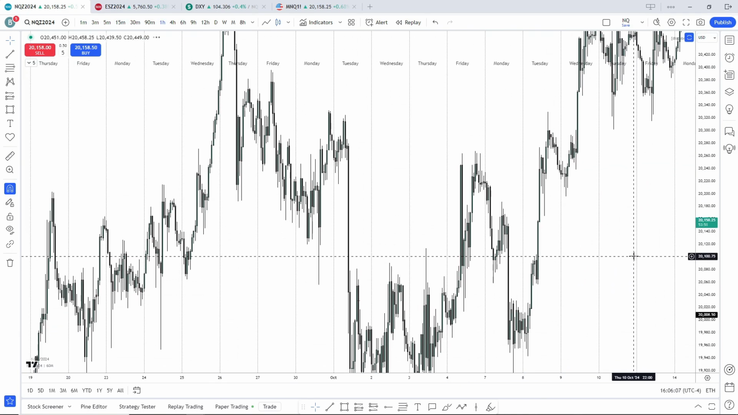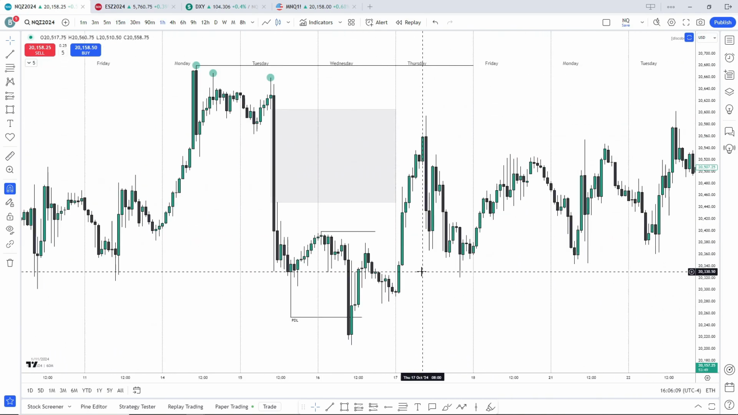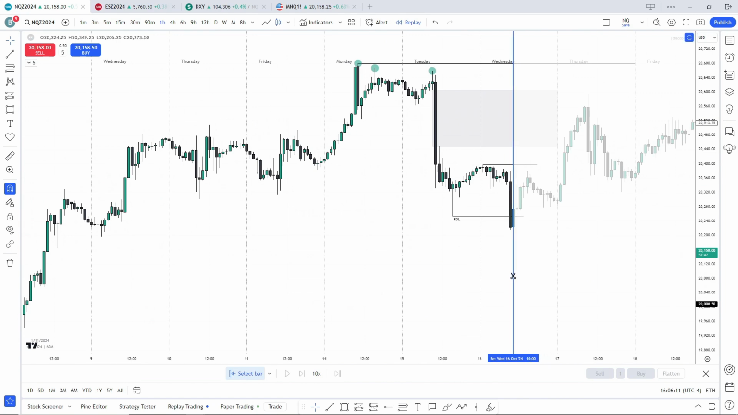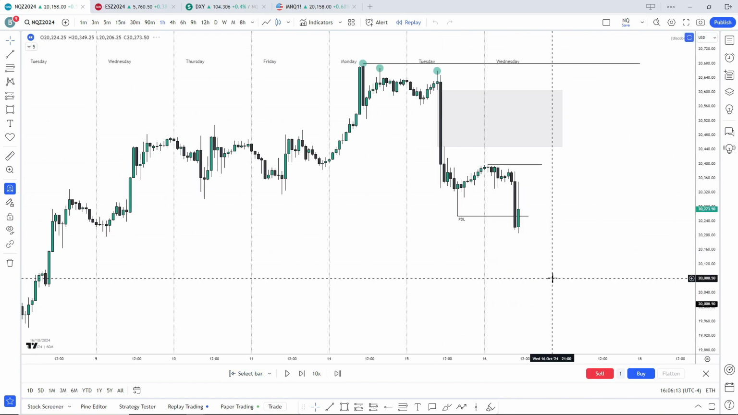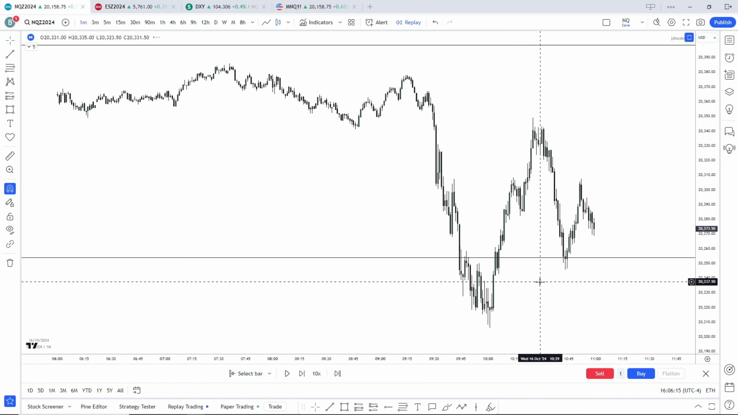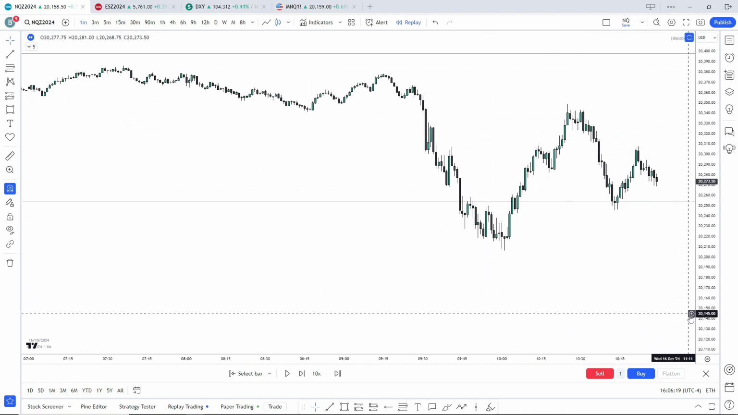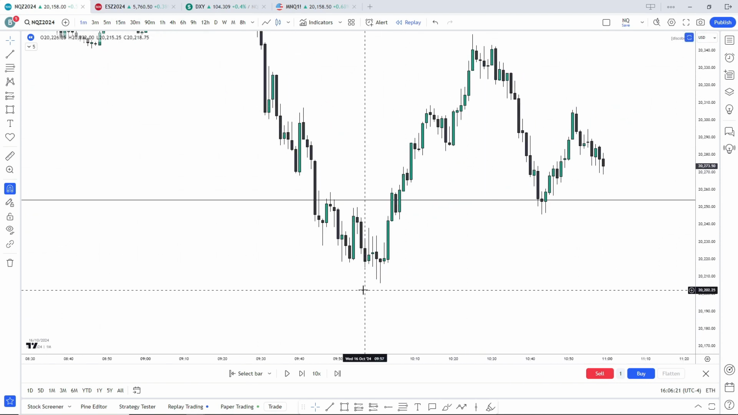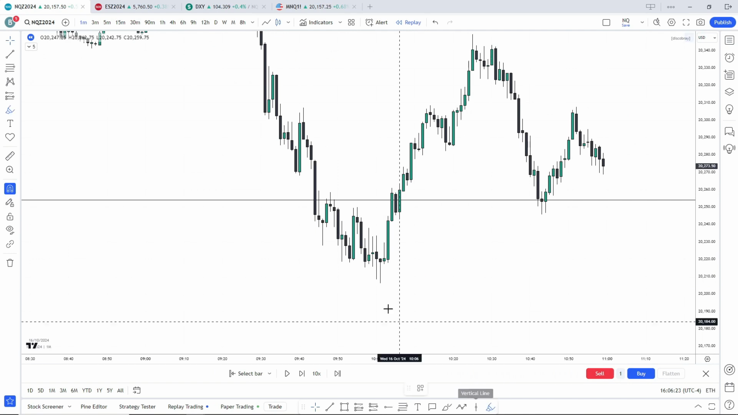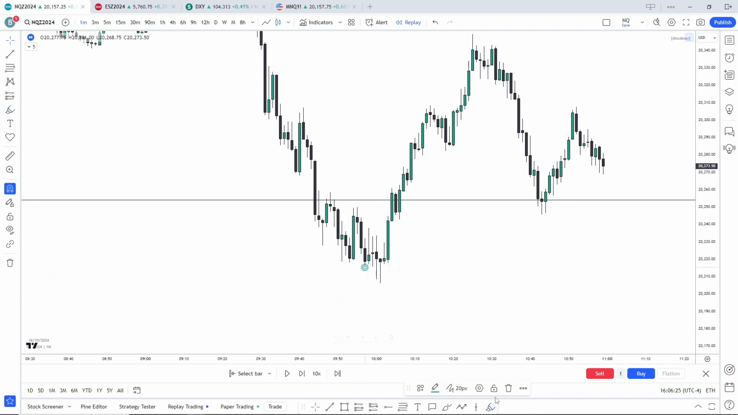First, let's go back so I can go to replay mode so I'm not scrolling. The low of the 9 a.m. candle formed at 9:57, and then the low of the 10 a.m. candle formed at 10:01.